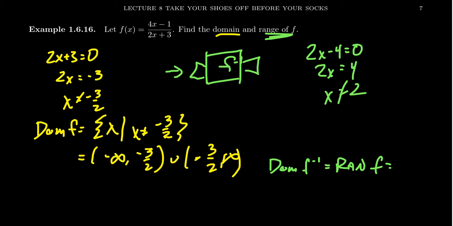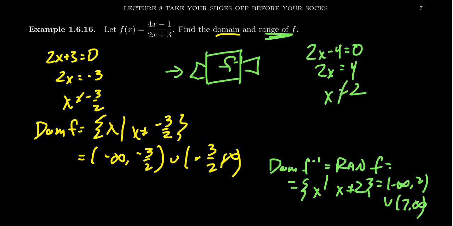That's your forbidden value. And so the domain of the inverse function is going to be all numbers x such that x does not equal 2. Or in interval notation, negative infinity to 2, union 2 to infinity. So if we have a one-to-one function, finding its range just comes down to finding the domain of the inverse function. This is a nice thing because we can find domains of functions.